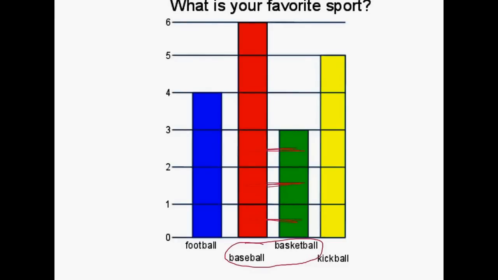The same amount. Oh, they have more. 1, 2, 3 more. 3 more people liked baseball than basketball.